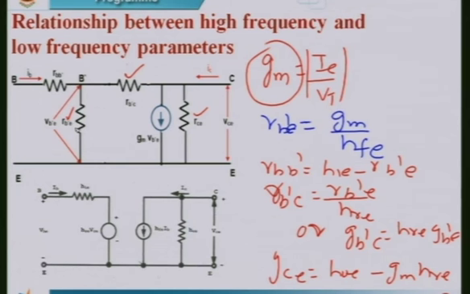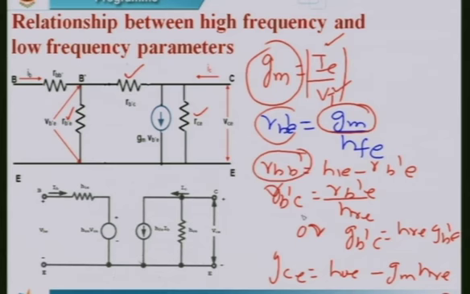Then if you observe here, GM is directly proportional to the collector current and inversely proportional to the temperature. If the current increases, GM increases, and if the temperature decreases, GM increases. If GM increases, then RB'E also increases, and if RB'E increases, with hfe constant, RBB' decreases.